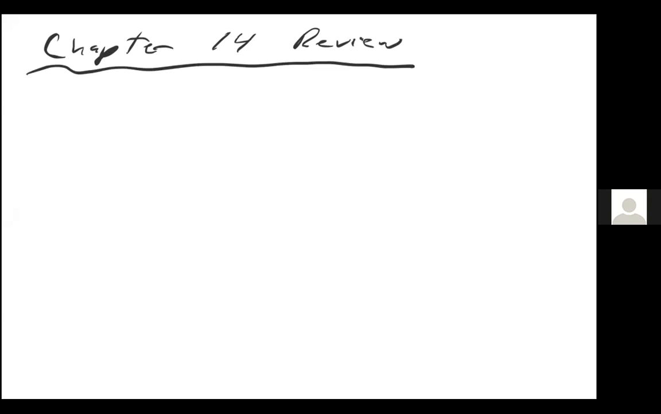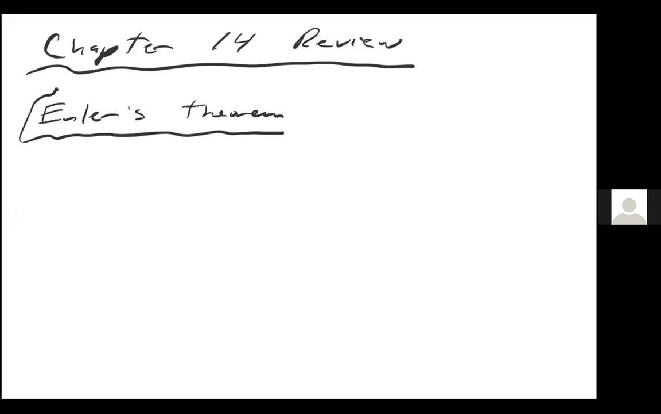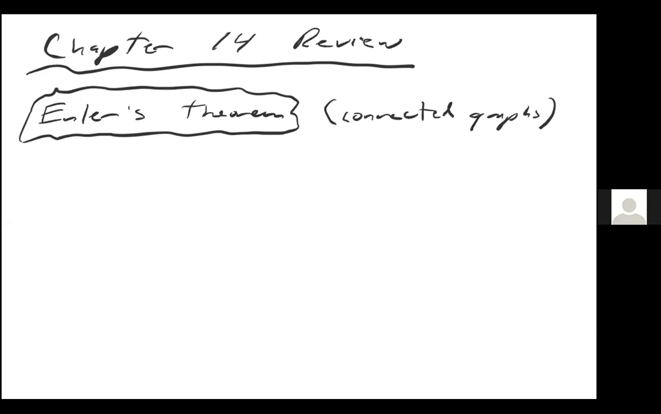All right, chapter 14 review. So I'm going to do a couple things, hit the big ideas. And the first thing I'm going to look at is Euler's theorem, which is one of the first things we learned in this chapter, okay? Euler's theorem, which applies to connected graphs only. Euler's theorem enables me to tell if there's an Euler path or an Euler circuit.